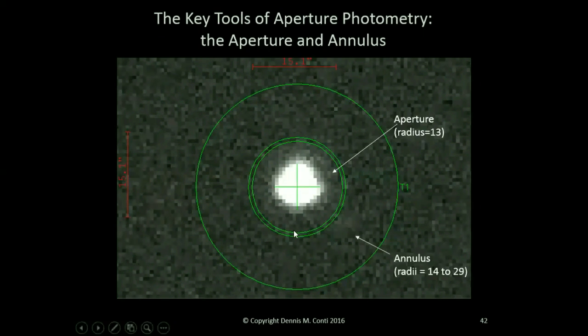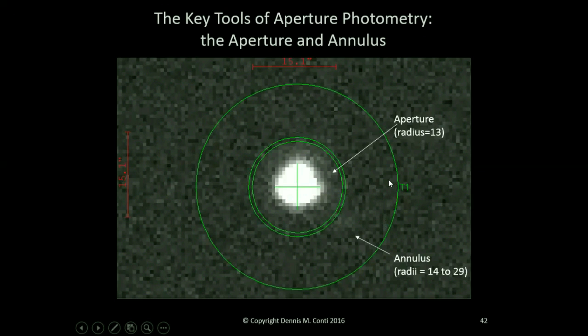If we zoom in on, let's say, a star of interest, aperture photometry creates an aperture, or a ring, of a certain radius. In this case, it's 13 pixels around the star. We leave a little gap, and then we create this outer donut called an annulus. In this case, it begins at pixel 14 up to pixel 29, so it has a width of 16 pixels.